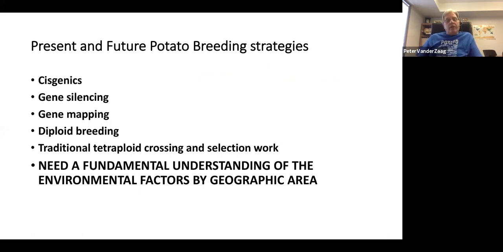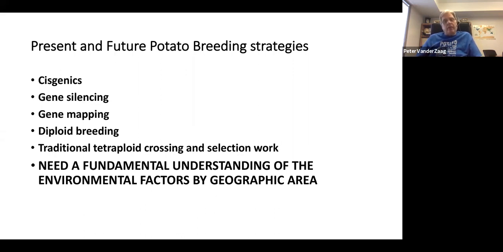So even as we think about the present and the future potato breeding strategies, a lot of work is being done now with cisgenics, gene silencing, gene editing, gene mapping. We have great efforts now on diploid breeding, and we also have a lot of traditional work continuing on tetraploid crossing and selection. But for all of these kinds of research and development work, and a lot of this is in the laboratory and in the greenhouse, we need to understand the practical application of how these things are influenced by the environment where we're trying to grow them.